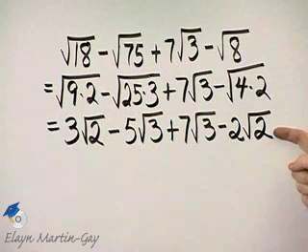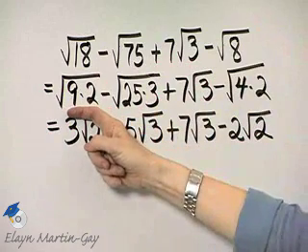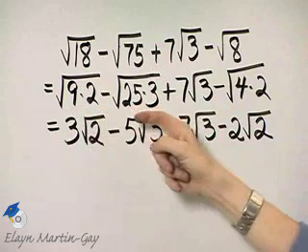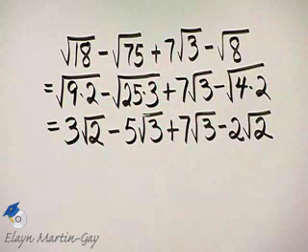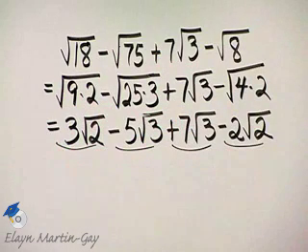Now, if you had trouble with this step, take a moment and write this, for example, as the square root of 9 times the square root of 2 minus square root of 25 times square root of 3, and so on. But now let's look at these 4 terms and see if we have any like radicals.